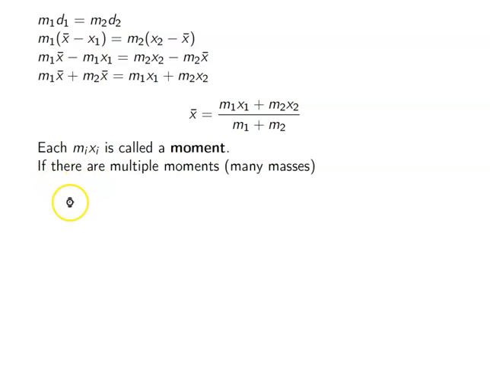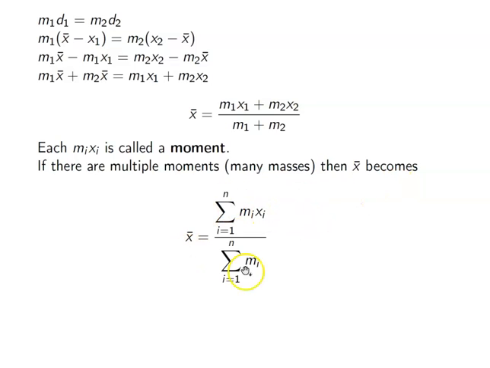If there are multiple moments, many masses, right, then x bar turns into this formula. It's the exact same formula. In the denominator, I'm adding up all of the masses, okay, and in the numerator, I'm adding all of the moments, right? So that balance point is the sum of the moments divided by the sum of the masses, okay?